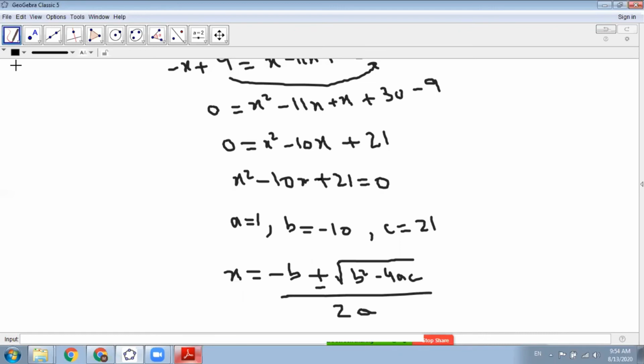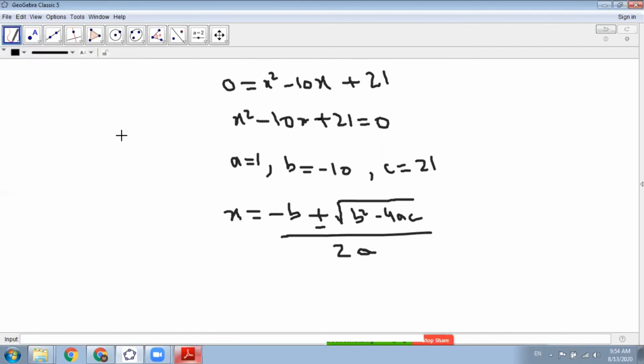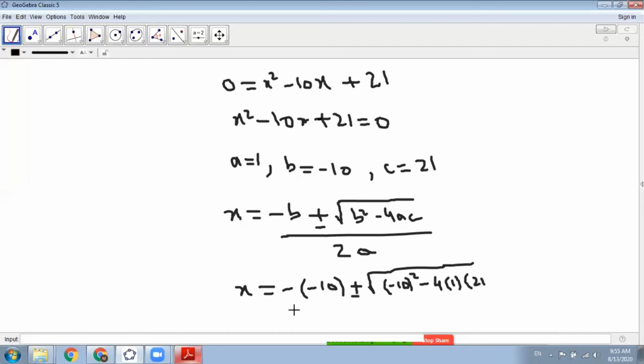Now we place the value of a, b, and c in the quadratic formula. In place of b, we get minus minus 10 plus minus under root minus 10 whole square minus 4. In place of a, we place 1. In place of c, we place 21, over 2.